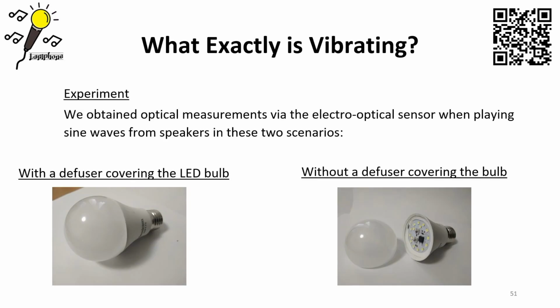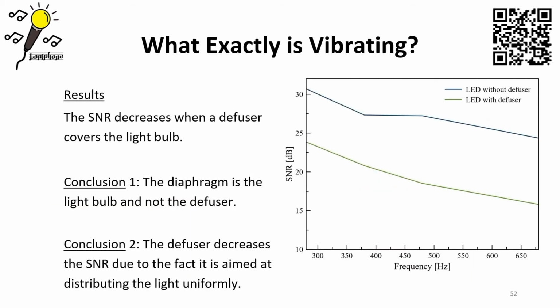Okay, so we understand that the bulb is actually vibrating, but we ask ourselves, what exactly is vibrating? In order to answer it, we obtained optical measurements via the electro-optical sensor when playing sine waves from the speakers in 2 scenarios. The first scenario is with a diffuser covering the LED bulb. The second scenario is without a diffuser covering the LED bulb. And we got these results.